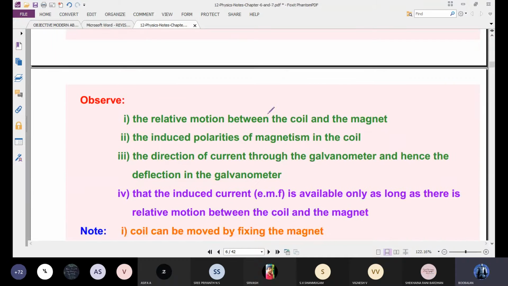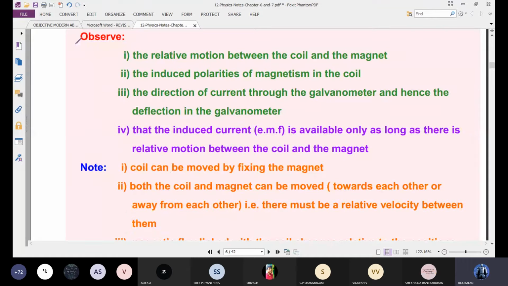Next, Faraday's experiment. Based on the experiment, what observations will they ask? One is the relative motion between the two coils. Then the induced polarity or the magnetism in the coil. Polarity means the north pole and south pole changes. Then the direction of current through the galvanometer and hence the deflection of the galvanometer, whether it is left side or right side deflection, and the relative motion. So these are the observations of Faraday's experiment.